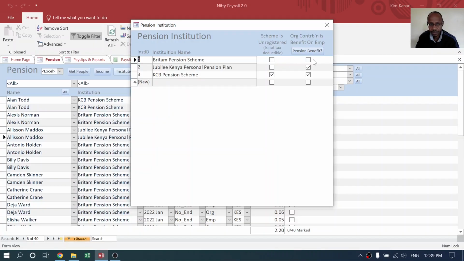There is one further possibility where I guess you can be unregistered and the benefit should not be taken into account, in which case you would only have the two entries, the employee's contribution and the organization's contribution, and nothing else. There would be no allowed portion and there would be no benefit.